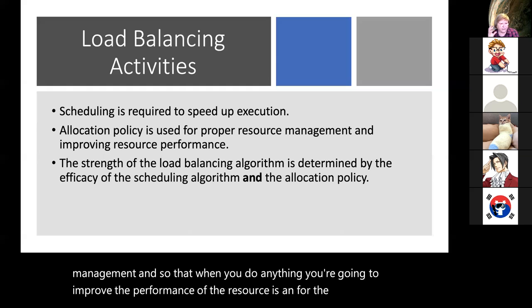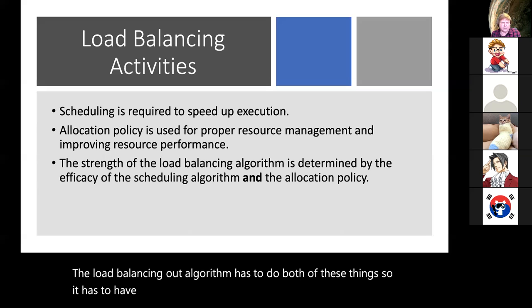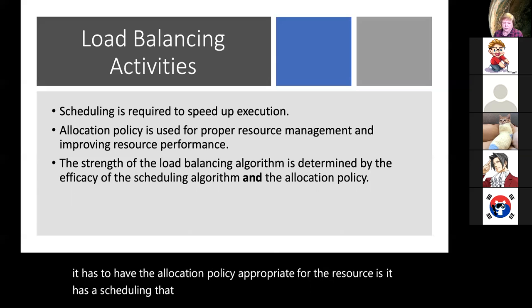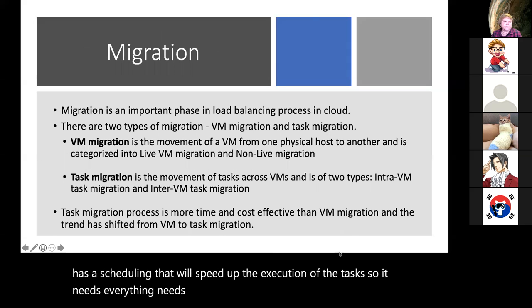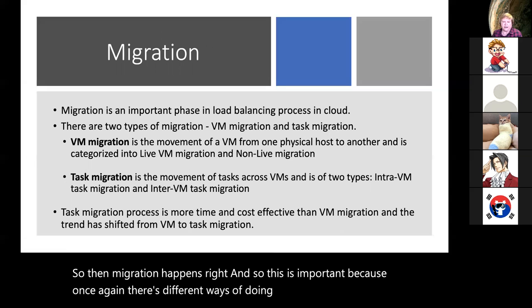And the load balancing algorithm has to do both of these things. So it has to have the allocation policy appropriate for the resources, and it has the scheduling that will speed up the execution of the tasks. So it needs everything. It needs those two to work together. So then migration happens, right? And this is important because, once again, there's different ways of doing this, and they have different ramifications.